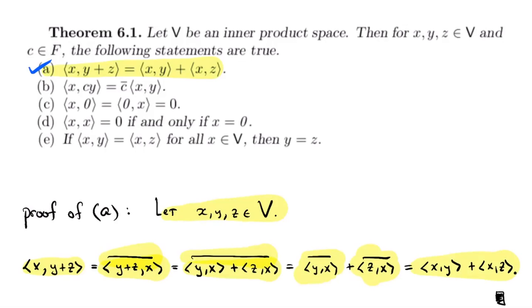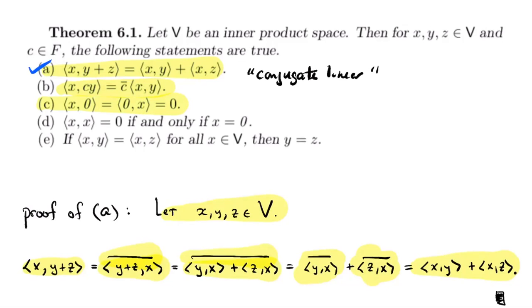Cool. Part B says that it doesn't scale in the second coordinate, but the scalar comes out with a complex conjugate. So those two properties mean that it's not quite linear in the second coordinate. People call it conjugate linear. So what do I mean by conjugate linear? Well, I mean that it's additive, and when the scalar comes out, it comes out with a complex conjugate on it.